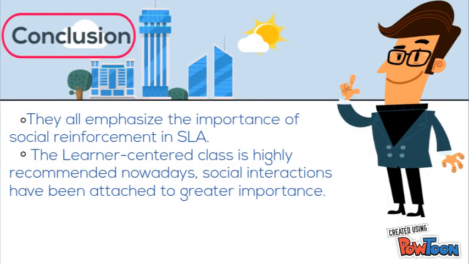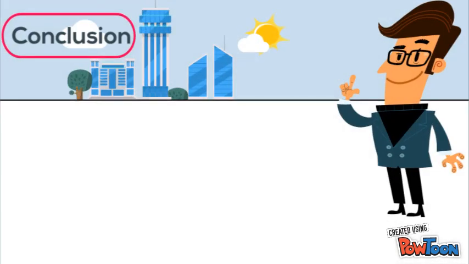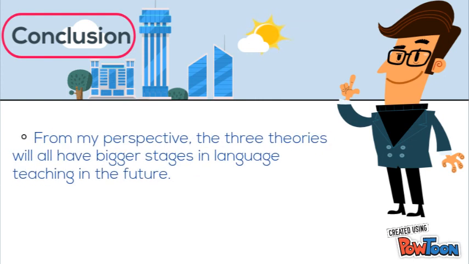These 3 theories all emphasize the importance of social reinforcement in second language acquisition, and indeed, the idea of learning in use and learning for use is widely accepted by the public. And now, since the learner-centered class is greatly recommended, social interactions have been attached to greater significance. From my perspective, the 3 theories will all have a bigger stage in language teaching in the future, and I myself will undoubtedly devote myself to applying them in second language teaching.